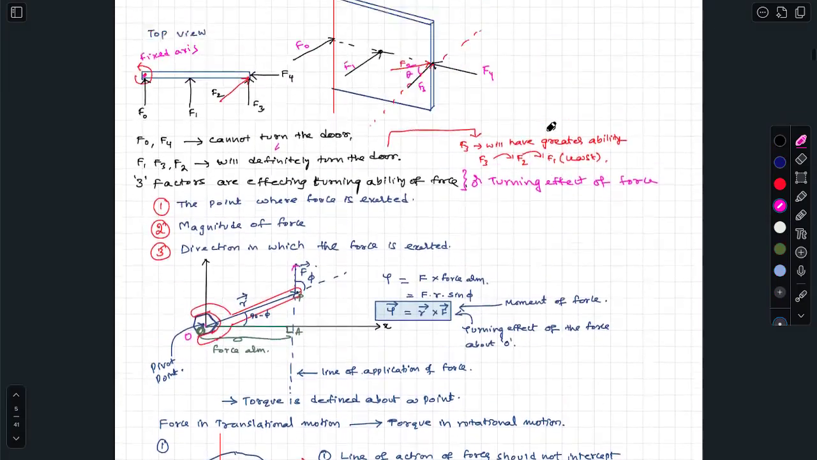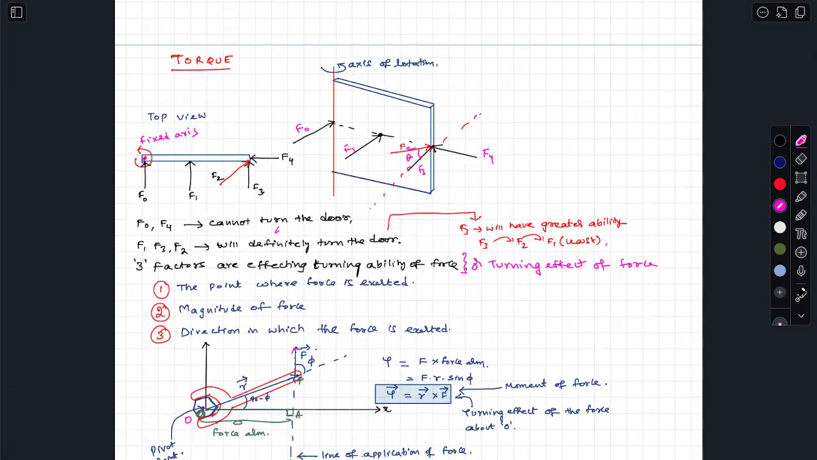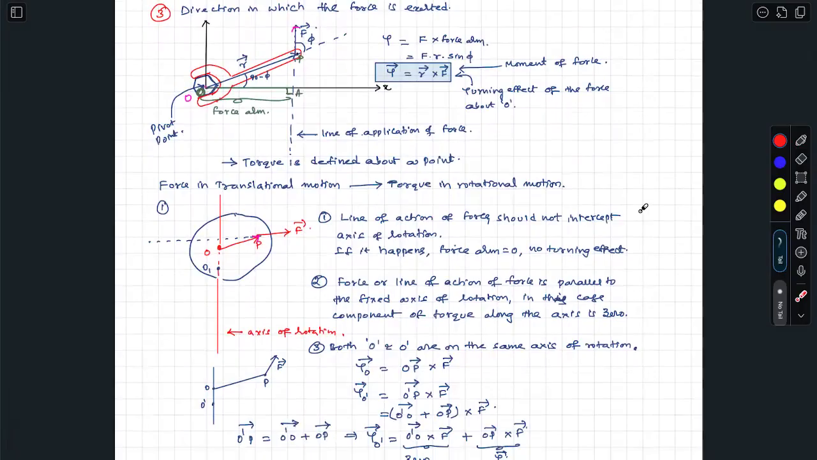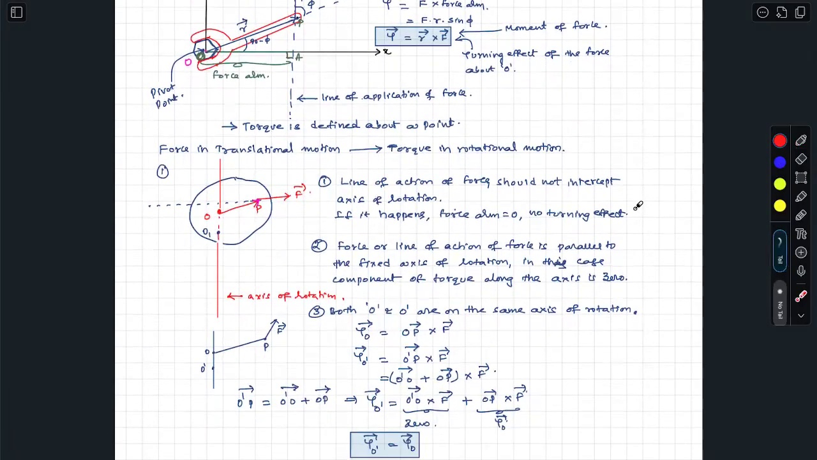For example, you see this force has no turning effect because of two reasons. One, there is no force arm. Two, it is intercepting the axis of rotation. You see, in this case also, the force which you are applying is intercepting the axis of rotation. So therefore, this force did not produce any torque. So here also, the line of action of force should not intercept the axis of rotation. If it happens, what happens? Force arm is zero, so no turning effect.